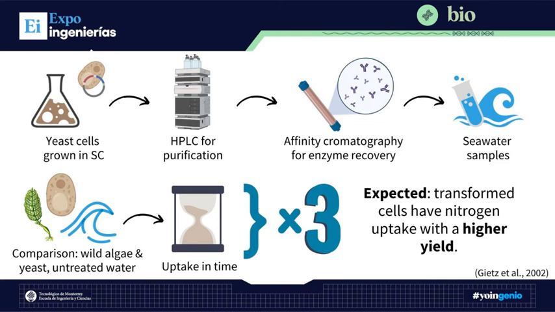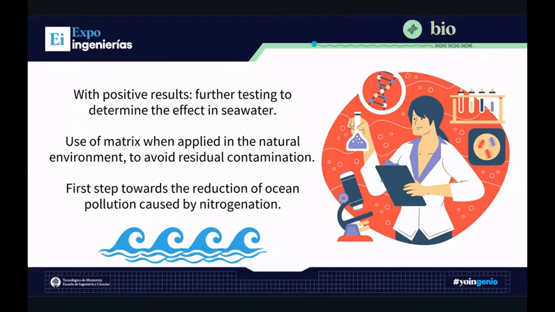It is expected that the transformed yeast cells overproduce nitrate reductase and that their nitrogen uptake has a higher yield. The produced transformed yeast cells, if proven to optimize the denitrification process in seawater, can be further studied to determine the effect of their use in seawater. It is suggested for a matrix or bioreactor to be used when applied in the natural environment to avoid any possible residual contamination. Inducing the production of nitrate reductase, like done in this project, might be the first step towards the reduction of ocean pollution and acidification caused by excessive nitrogenation.